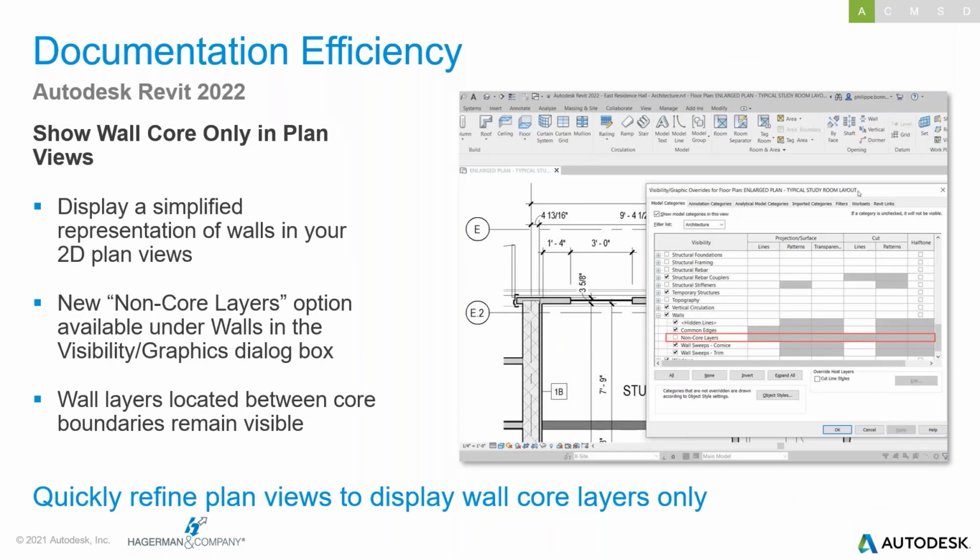And in past releases, it was time consuming to hide the non-core layers of walls in plan views. Revit 2022 introduces a parameter to help you display only the wall core layers quickly and easily. In the visibility and graphics dialog box, deselect the new non-core layers option available under the walls category to display a simplified representation of walls in 2D views. It's pretty cool. I actually had somebody looking for this functionality just a few months ago, so I'm excited to see this. Wall layers located between the core boundaries of the wall assembly will remain visible.